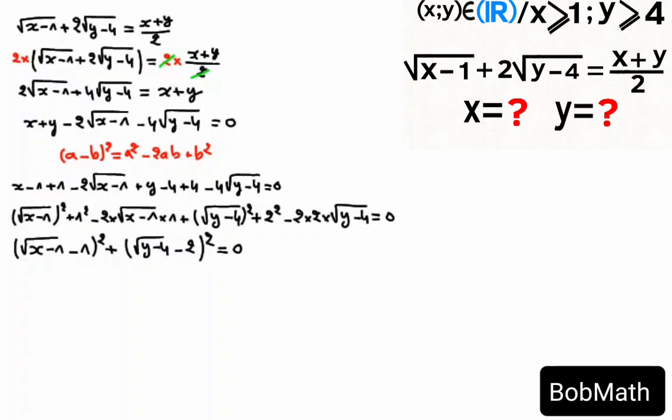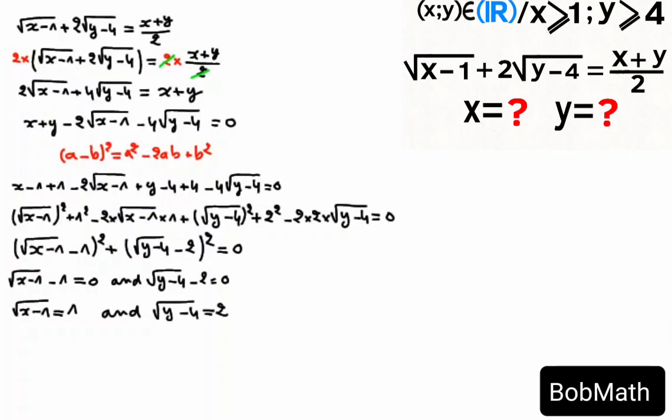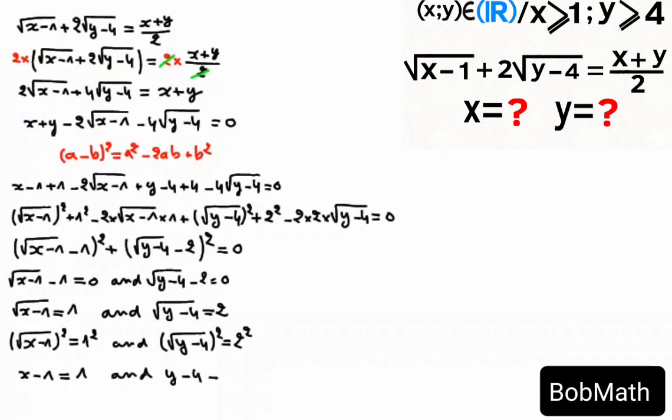So square root of x minus 1 minus 1 equals 0, and square root of y minus 4 minus 2 equals 0. Therefore square root of x minus 1 equals 1, and square root of y minus 4 equals 2. Now we square both sides of the equations. So (square root of x minus 1) all squared equals 1 squared, and (square root of y minus 4) all squared equals 2 squared, and therefore x minus 1 equals 1 and y minus 4 equals 4.